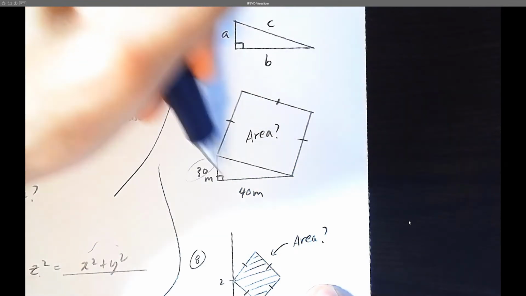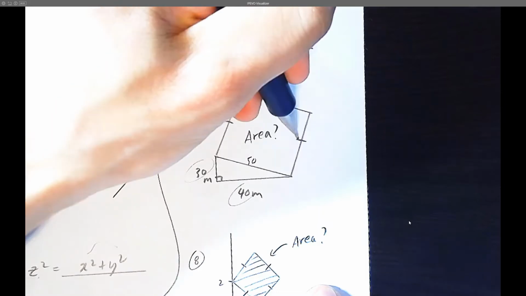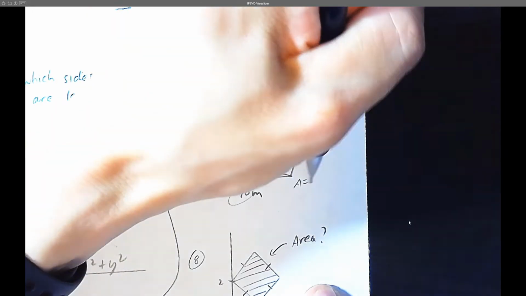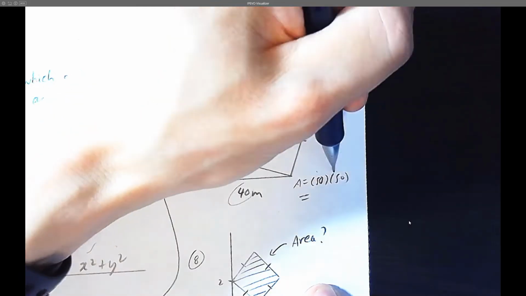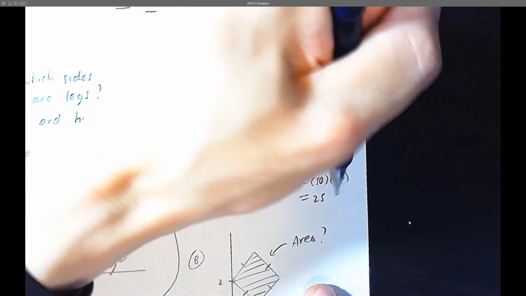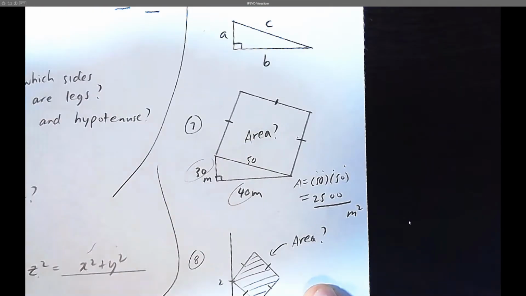Number 7. Like we just talked about before, 30, 40, 50 is the Pythagorean triple, and the area is going to be 50 times 50. So the area equals 50 times 50. 5 times 5 is 25, and then when you have 0, 0, you just add the 0, 0. It's 2,500 meters squared.